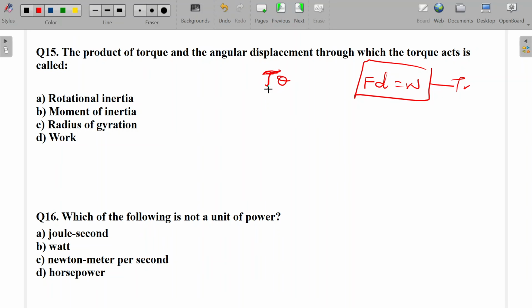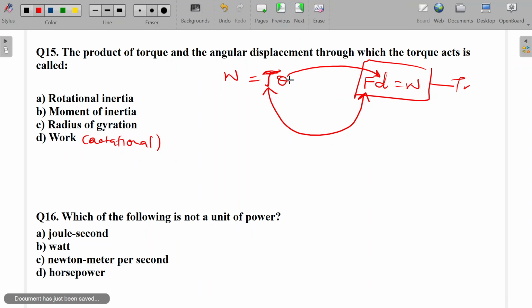Okay, so in rotational motion, force is the analog of what? Of torque. Then for displacement, theta is the analog of displacement. So here it's a rotational work. Work is equal to torque times theta. So rotational motion mostly has its analogs with the translational motion.